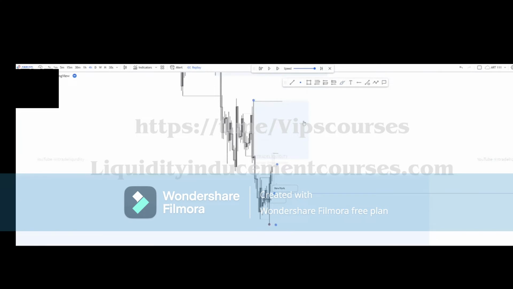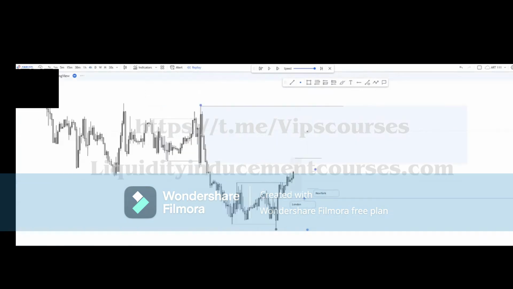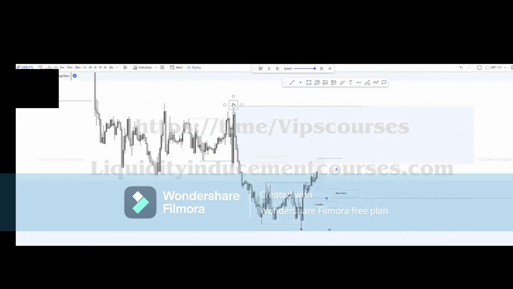I can get a reaction from this area right here. This is an entire point of interest. The entire wick took out liquidity. That's my POI. If you go to the 1 hour, that's how it looks. You see that? That's the entire order block. It's got liquidity. That's a POI.